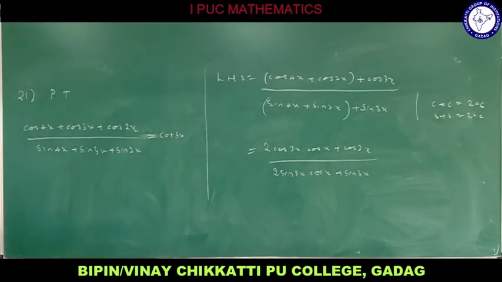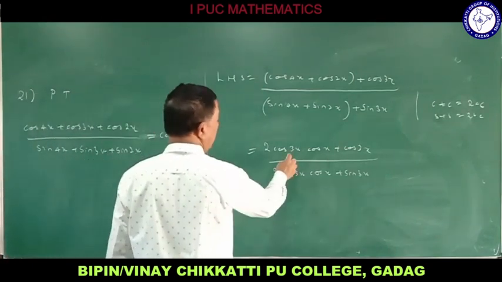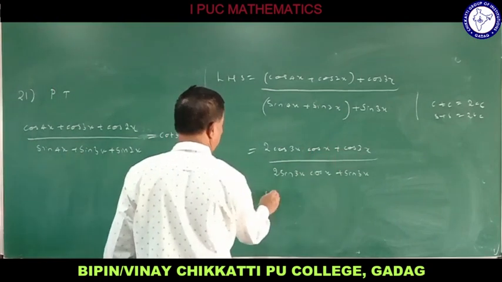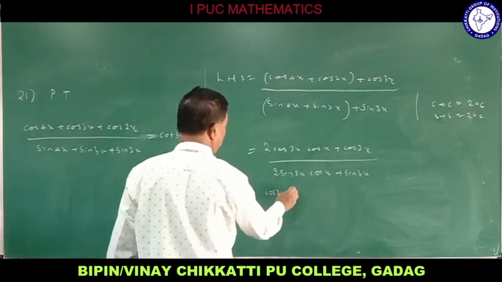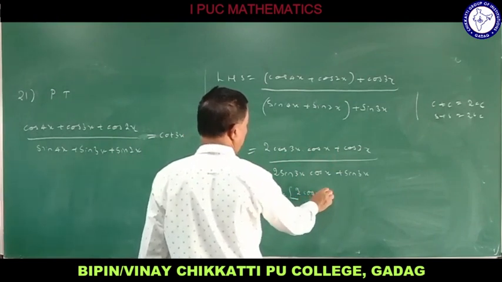So when you see that sin 3x is common in the numerator and sin 3x is common in the denominator, because you have to prove the cot 3x. So what is common here? Cos 3x. Shall I take it here? Cos 3x is common. What is inside here? 2 cos x plus 1.